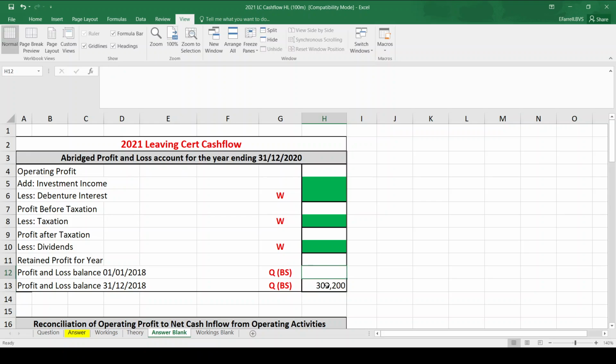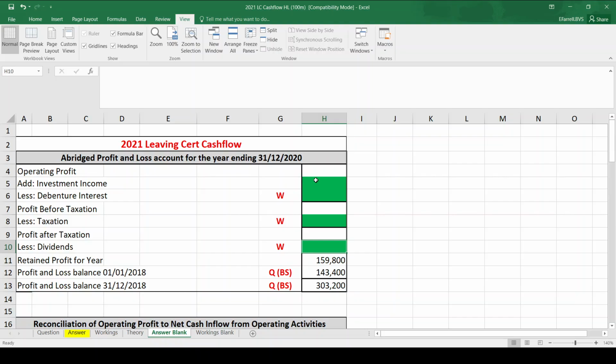$303,200 and at the start of the year it's 143,400. And then the difference will give me the profit for this year, which is 159,800. Now I'm going to fill in the four figures here in green because these are all coming from my notes. So that's why it was handy to have the notes done.